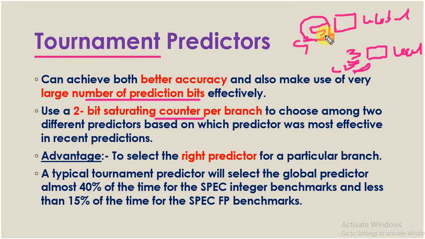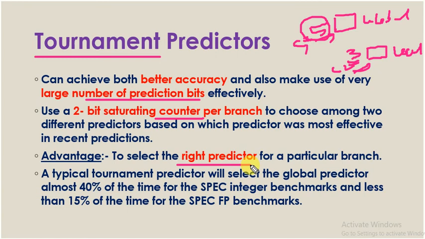Whichever gets more points, more counter values, that prediction is the most effective one and is considered for the current branch. The advantage of this scheme is that it selects the right predictor for a particular branch, because we are comparing a set of local information with a set of global information, so we can select the right predictor, the closest predictor for the current branch.